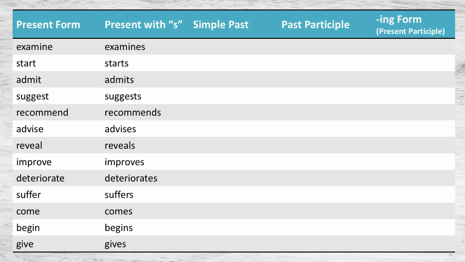Here's a little pronunciation tip. Sometimes that S will say S, and sometimes it will say Z. How do you know which sound to make? Say the words with me and see if you can guess. Examines, starts, admits, suggests, recommends, advises, reveals, improves, deteriorates, suffers, comes, begins, gives.